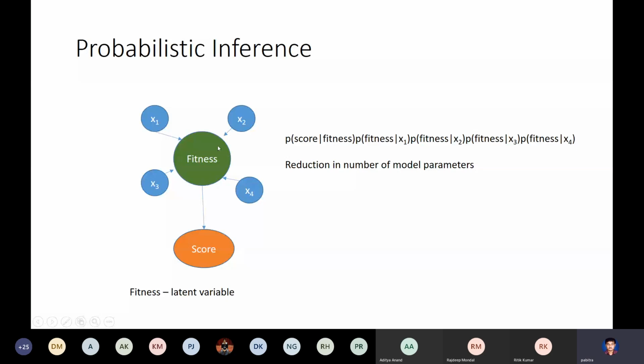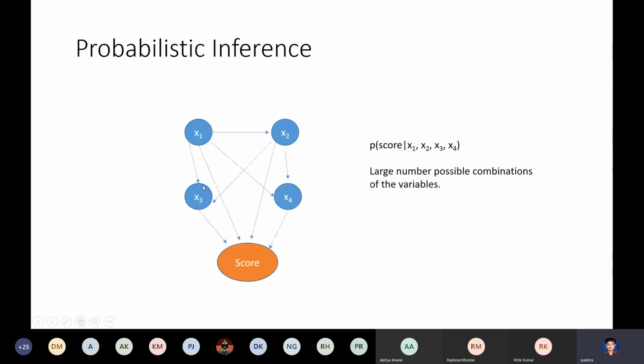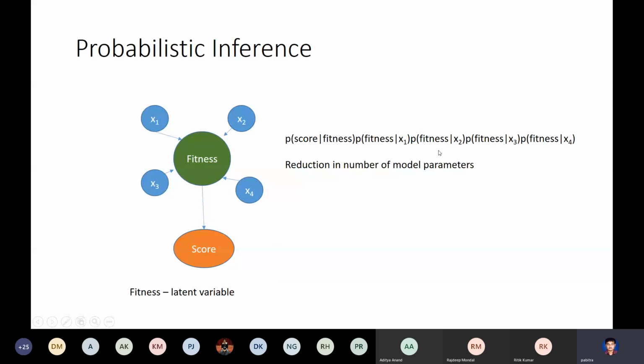And in turn, fitness level would be determined by your height, by your weight, by your BMI kind of thing, and your hours of sleep kind of thing. So all these variables would in turn determine fitness, and fitness in turn would determine the score. So you see, just the introduction of this 5th variable has removed all these edges in the network.